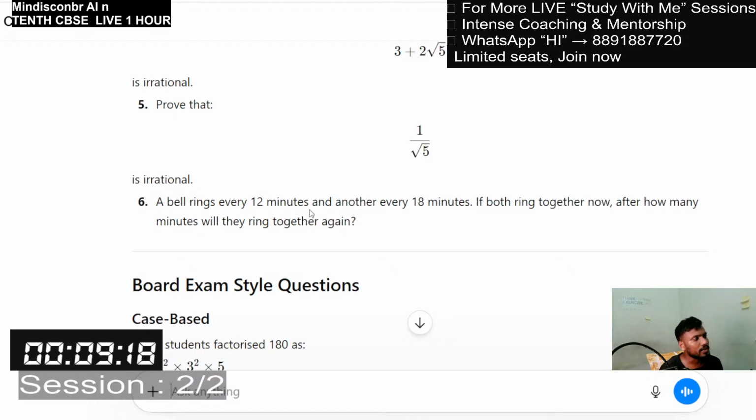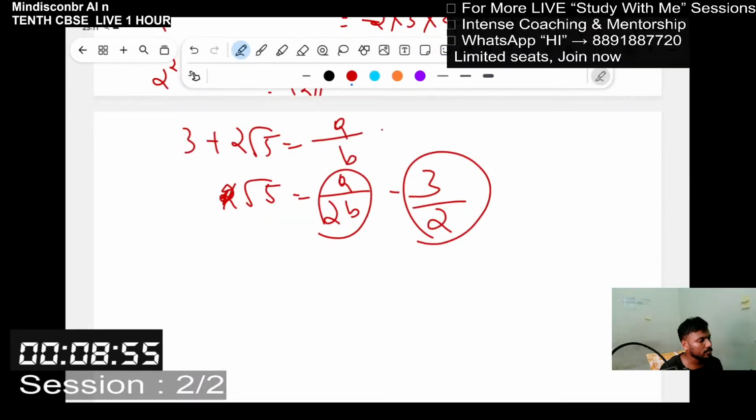We know that a bell rings every 12 minutes and another every 18 minutes. There are two bells. One rings every 12 minutes and another rings every 18 minutes. If both ring together now, after how many minutes will they ring together again? Eighteen and 12.